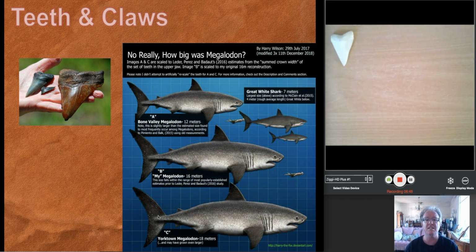And then, of course, on the picture you can see there's different sizes of Megalodon. Now, Megalodon is an extinct shark, and you can see there that there's different ones. This one here is from Bone Valley. 12 meters was the estimated size. Then you had another Megalodon reconstruction, 16 meters, and then one that's 18 meters, depending upon the size of the fossils and then their extrapolation on how big the organism was. But you can see the great white shark there is 7 meters. And then you have a human, 2 meter human there.